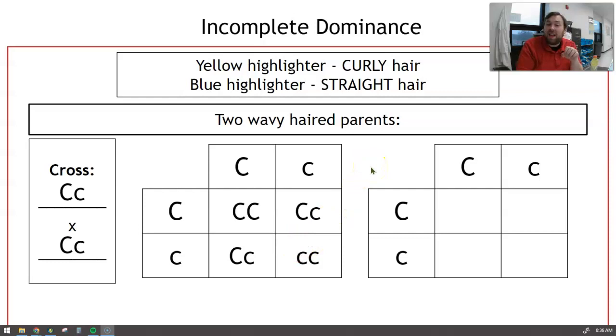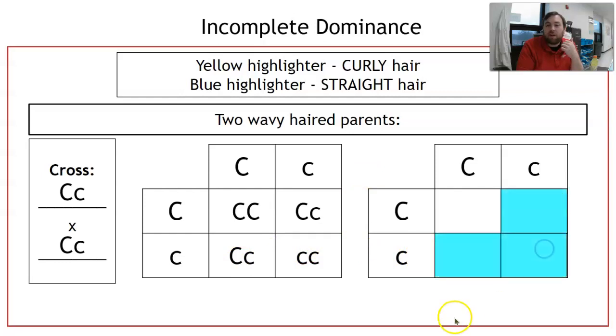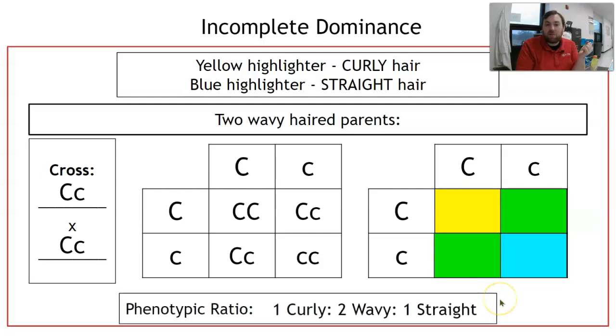Now when coloring this in, I'm going to start with the blue highlighter again. I'm going to color in the lowercase c's right here with that blue highlighter color. Then I'm going to take my yellow highlighter and color in for the curly-haired one, the dominant alleles. That would be this box, and this box. And so that means I get 1 yellow, 1 green, another green, and 1 blue. A 1 to 2 to 1 ratio of all of our phenotypes here to match the genotypic ratio over here. Which means this phenotypic ratio would be 1 curly to 2 wavy to 1 straight. That would be how often the curly hair occurs, the wavy hair occurs, and the straight hair occurs.